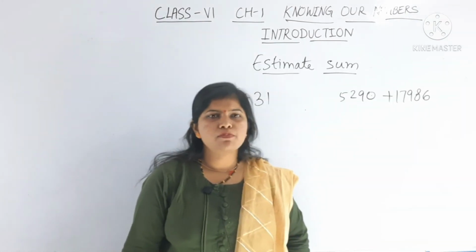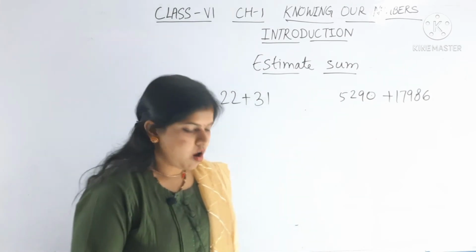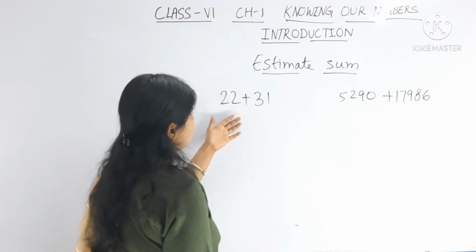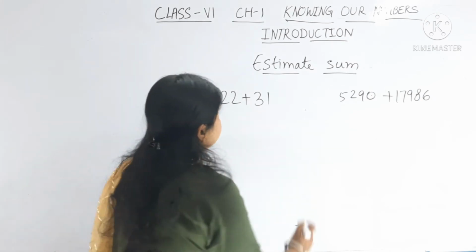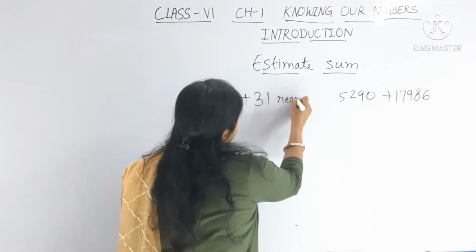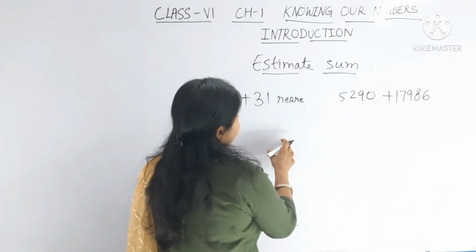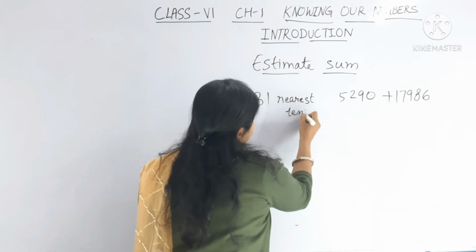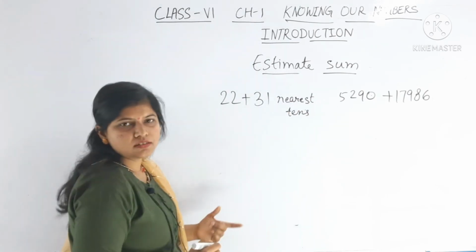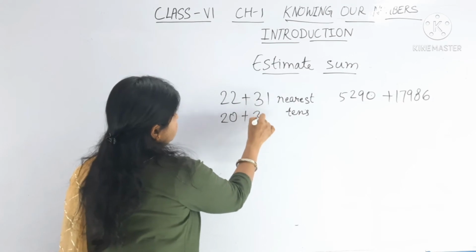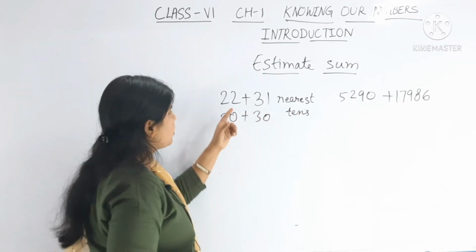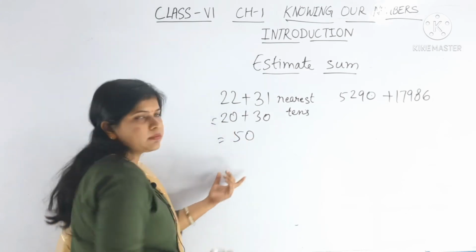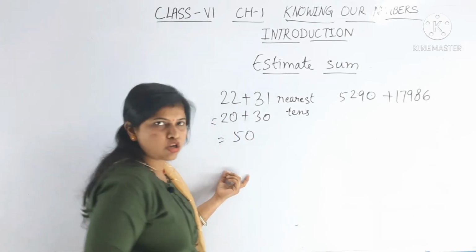Now our next point is estimate the sum. How will you round off the sum? Like we have to calculate 22 plus 31, and we have to find the result in the nearest tens. That will be the question. So you can estimate this like 20 plus 30. You can write like this, because this is 2 and this is 1. So it will be 50, the approximate value, right?